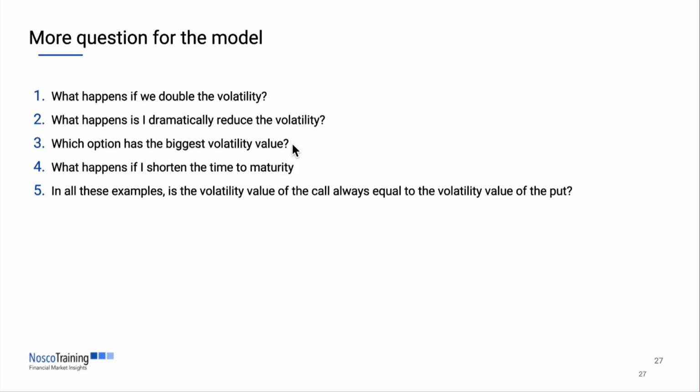Which options have the biggest volatility value? Actually, it's a bit of a silly question, right? Of course, the more volatility you have, the more volatility value. But you could, for example, ask which strike has the highest volatility value. And there you will see that the biggest volatility value is usually in the at-the-money forward options, so if the strike exactly equals the forward.